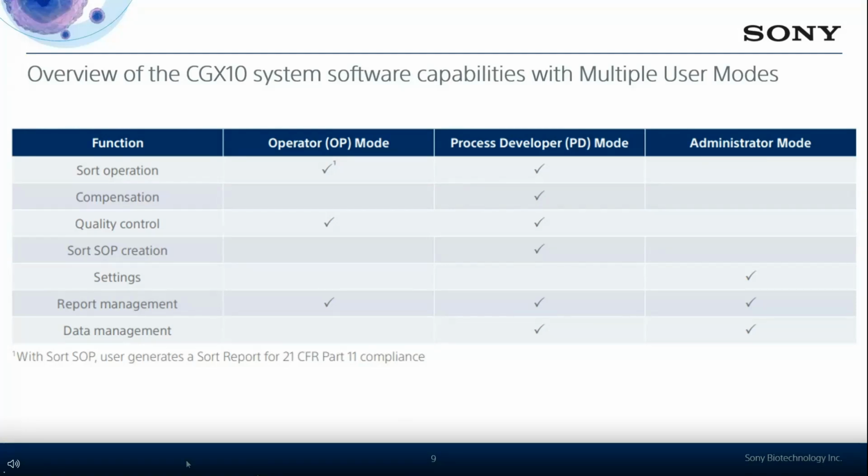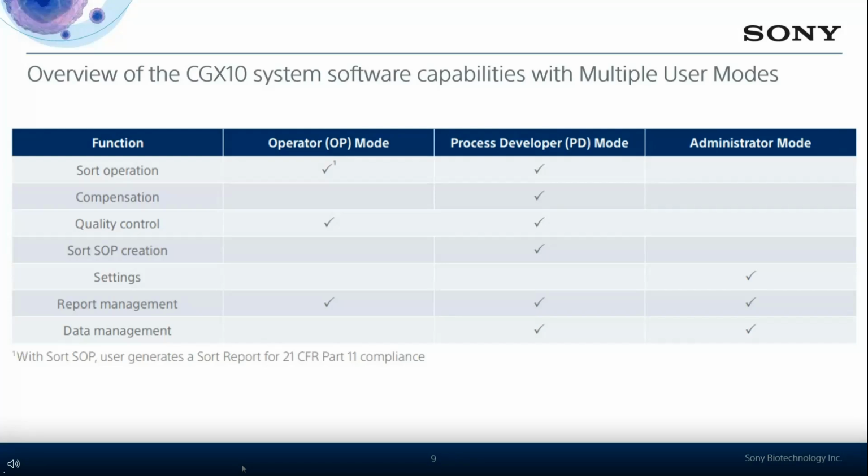In operator, the user is able to run sort operation with a pre-built SOP. These are 21 CFR Part 11 compliant runs that generate sort reports at the end for record keeping. The operator is also able to do the required monthly quality control on the system and manage the sort reports.